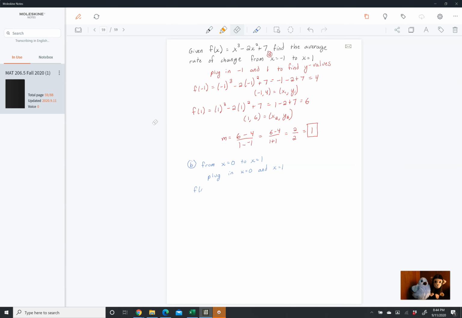So f of 0 is 0 cubed minus 2 times 0 squared plus 7. 0 minus 0 plus 7. And that just gives us 7. Okay, so what's our point? 0, comma 7. And this, again, we could call this x1, y1. Now we have f of 1. Now f of 1 we already calculated. We know that it's 6.